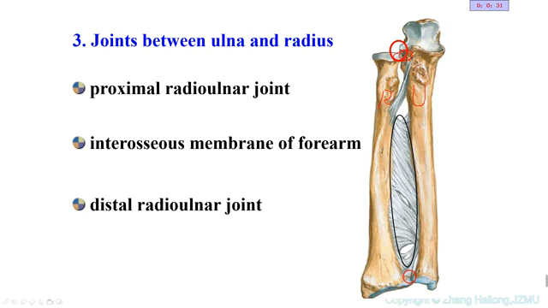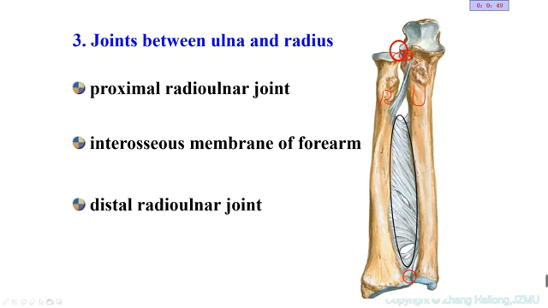The two bones connect to each other. Just now we studied that here it belongs to the elbow joint. We name it: here is the circumference of the radius, here is the radial notch. They will form the proximal radioulnar joint. This joint belongs to the elbow joint.